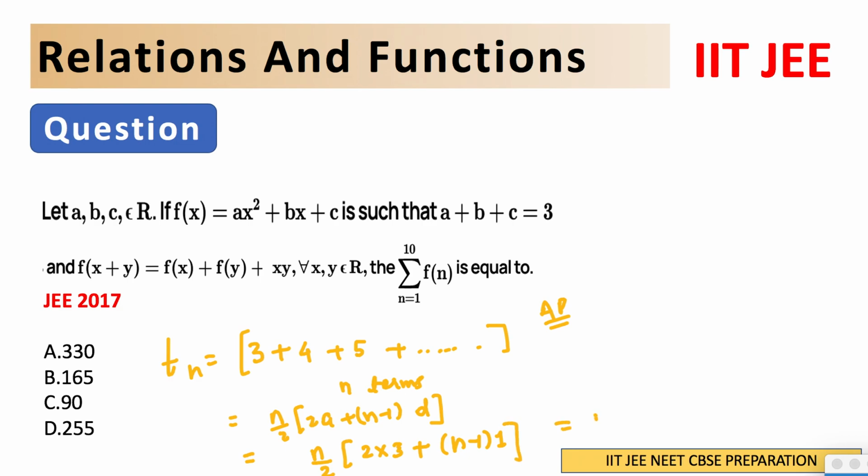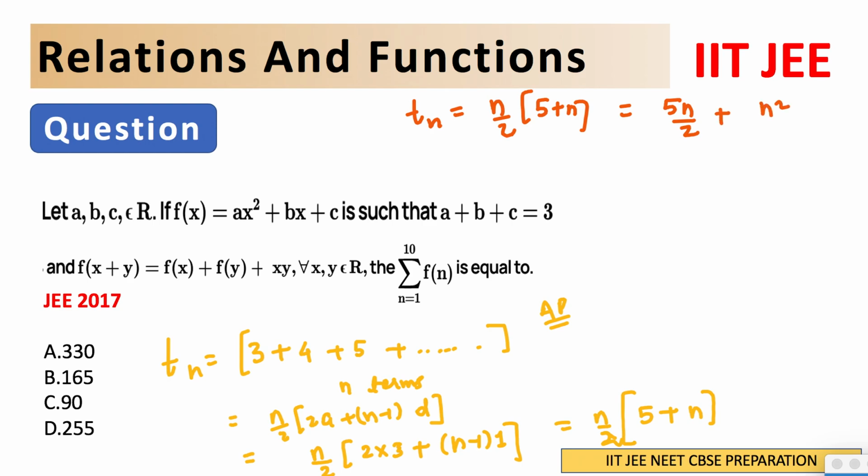So can I write this becomes n by 2, 2 into 3 is 6, and n minus 1 into 1 is n minus 1. So 6 minus 1 will become 5 plus n. So this is our expression for Tn. I am writing Tn is equal to n by 2 into (5 plus n). Multiply n by 2 inside, so you will get 5n by 2 plus n square by 2.